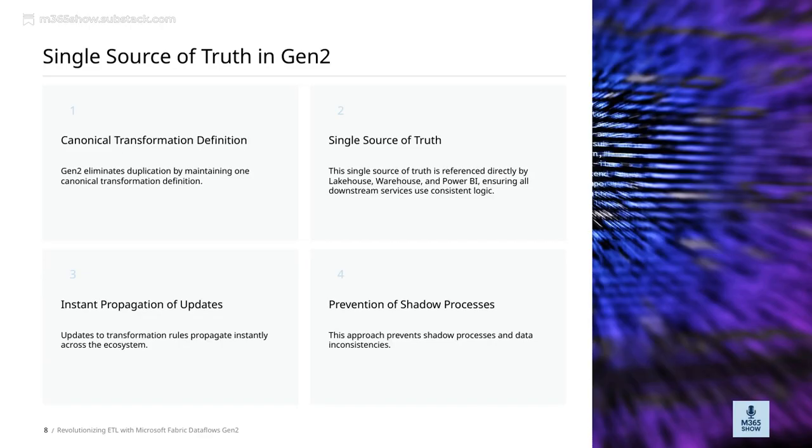Additionally, having one single source of truth means that Lakehouse, Warehouse, and Power BI all reference the same canonical transformation definition. This consistency ensures that downstream services are aligned, reducing errors and confusion. And by maintaining just one canonical transformation definition, Gen 2 eliminates duplication, which simplifies management and enhances data integrity. Overall, this approach helps us achieve more reliable, consistent, and efficient data processes across the board.